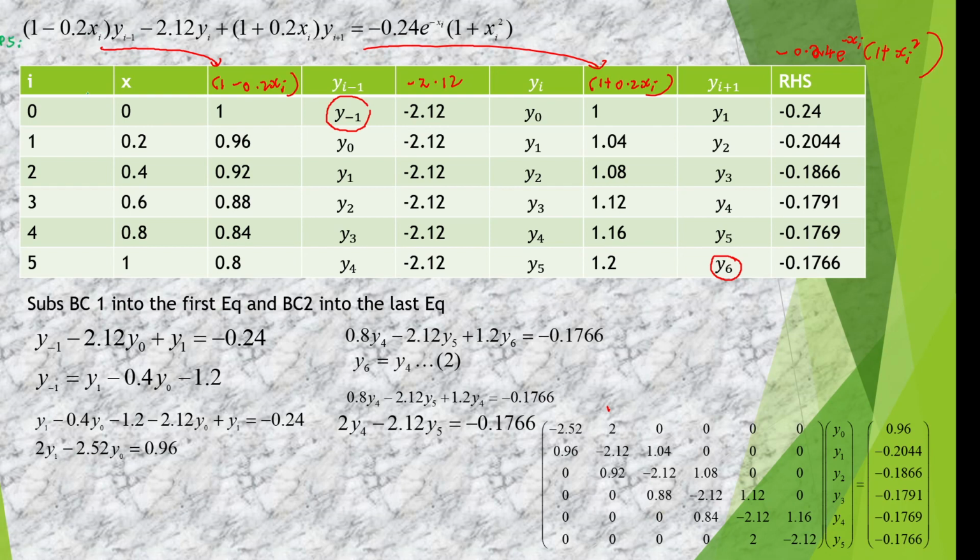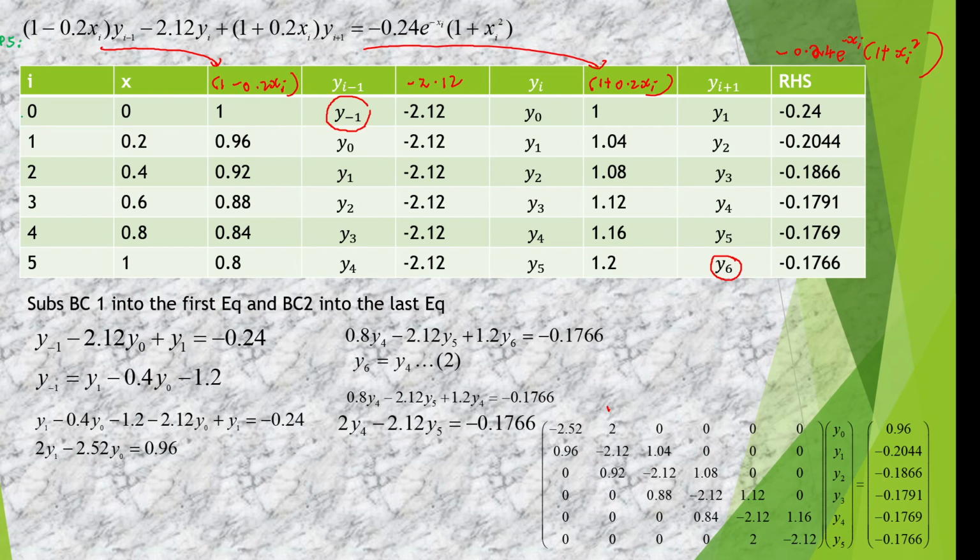Plug in i from 0 up to 5, where x is varied from 0 with increment 0.2 up to 1. The coefficient for yi minus 1 is 1 minus 0.2 xi. So this is yi minus 1. Then the coefficient for yi is constant. That's why I see all are constant values. The coefficient for yi plus 1 is 1 plus 0.2 xi. So this is the coefficient for yi plus 1. The right-hand side of the formula is negative 0.24 exponent negative xi, bracket 1 plus xi squared.